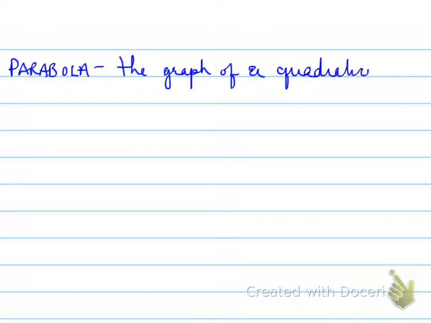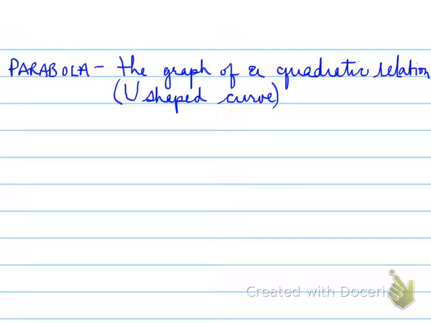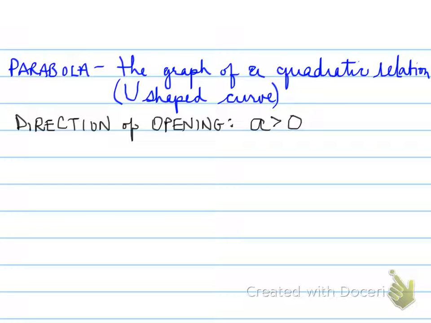All right. Now, a parabola is the graph of a quadratic relation. It is a U-shaped curve that represents a parabola, a graph of a quadratic relation. The direction of opening of a parabola has some important features that we have to remember. For example, if the a value is positive, the parabola opens up.